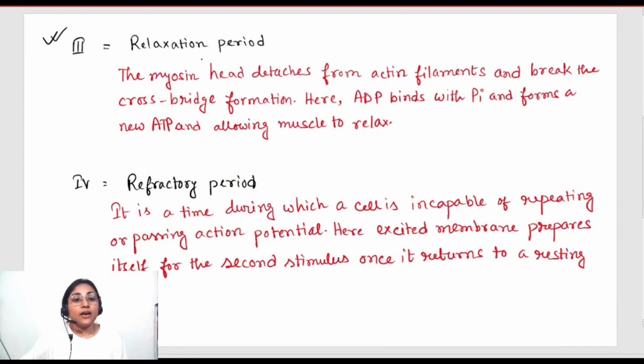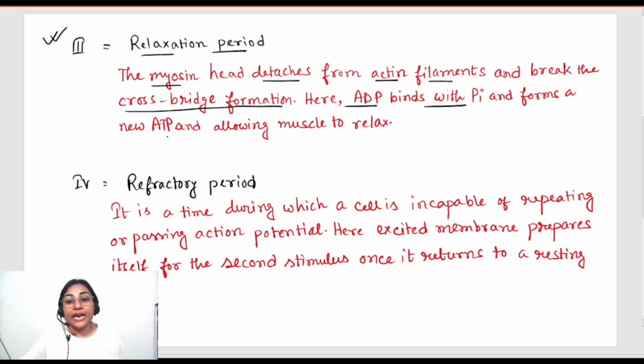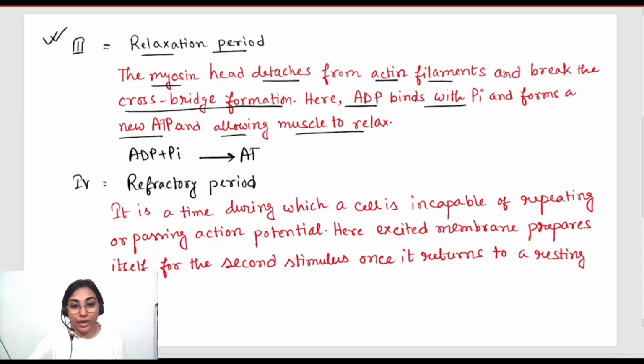Third is the relaxation period. The myosin head detaches from the actin filament and breaks the cross bridge. So now contraction is over and it's time to relax, that means to get back to the original state. Here ADP binds with Pi and forms a new ATP, allowing the muscle to relax. When ATP is broken down, the energy makes the muscle contract. But when ADP and Pi bind together again and form a new ATP, the myosin gets detached from the actin and the cross bridge breaks down.